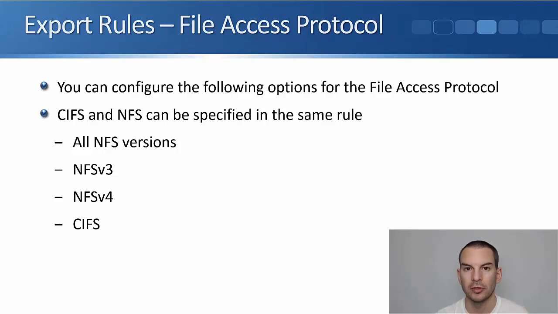So the first one was the file access protocol. The options that we specify there are we can select all NFS versions, meaning the client came in over NFS, we don't care which version of NFS they're using, or we can say NFS version 3, or we can say NFS version 4.x, or we can say CIFS. You can enable both NFS and CIFS in the same rule.